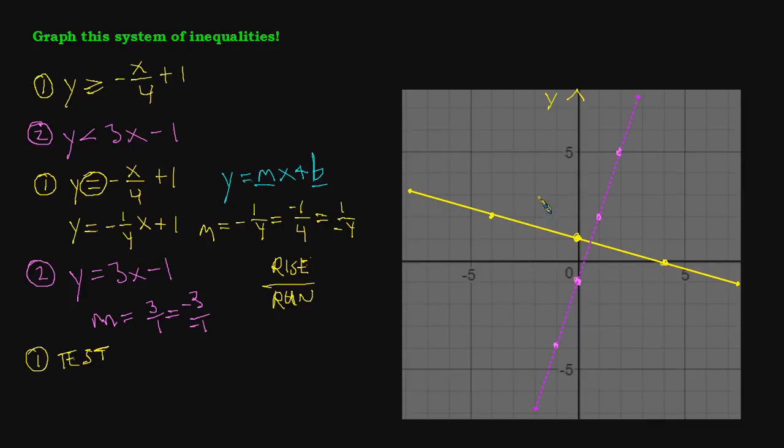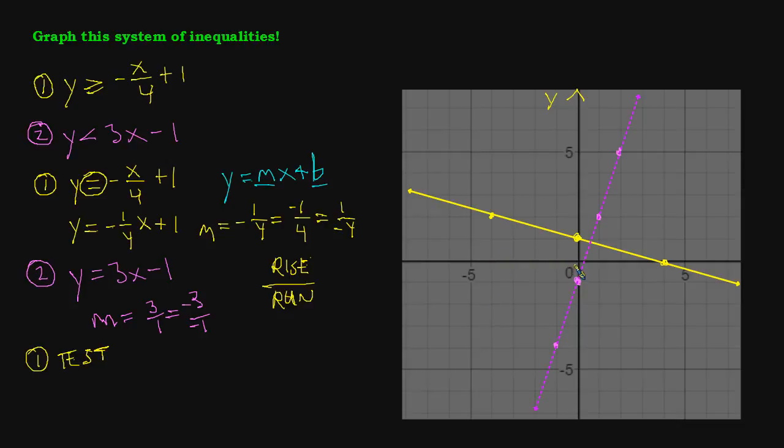But what I do is I test a single point either above or below, and when I test that point, if it is a solution, then all the other points in that area are solutions. If I test the point below and it's not a solution, then none of the other points below the yellow line are going to be a solution, and therefore, all of the points above the yellow line are a solution. So if this guy's not a solution, we shade above. If this guy is a solution, we shade below.